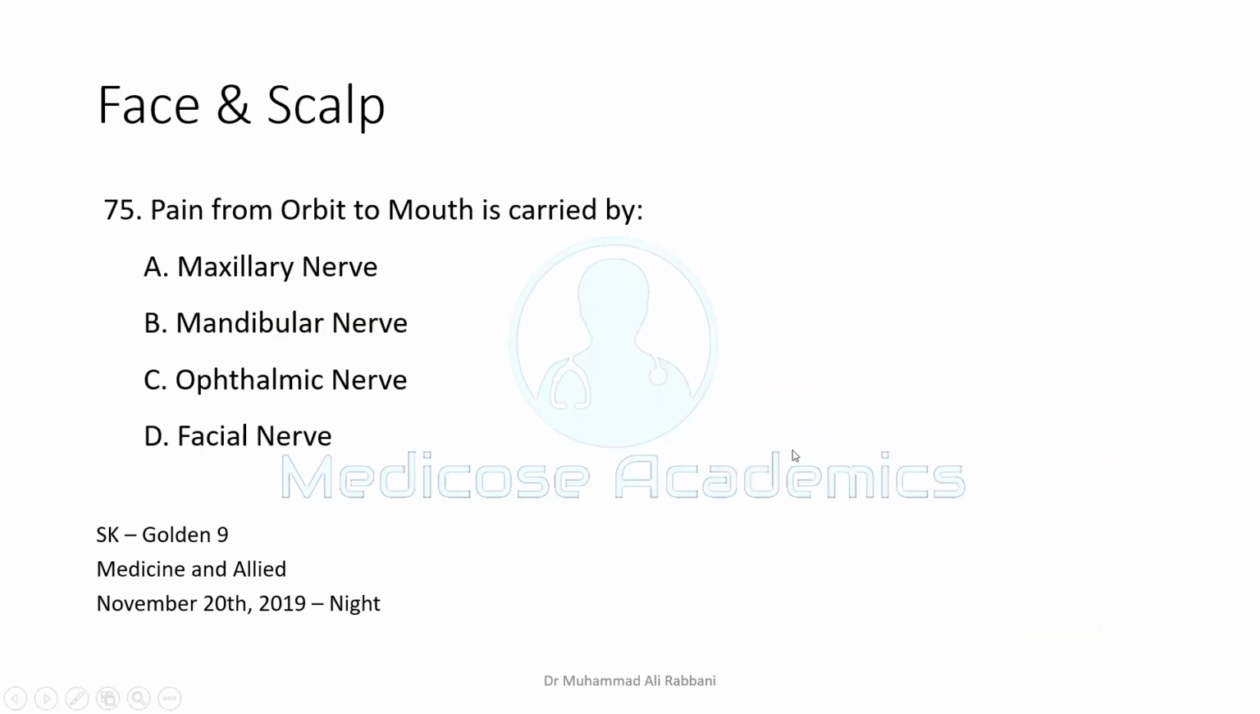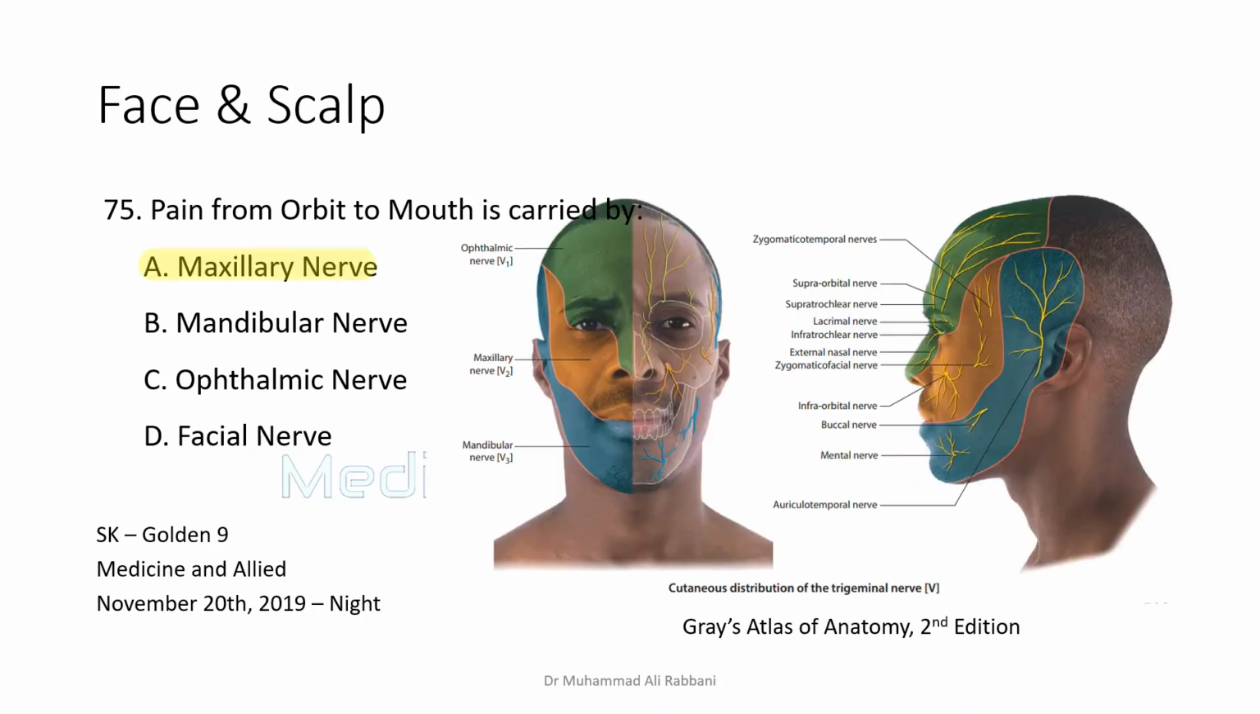The pain from the orbit to mouth is carried by... It is basically being asked what are the three divisions of the trigeminal nerve that supply the face. You should be very clear about that. Orbit to mouth is from the maxillary division of the trigeminal nerve. Just to give you an idea, the upper eyelid and forehead are from the branches of the ophthalmic division. The lower eyelid and upper lip and any region between them are from the maxillary division.